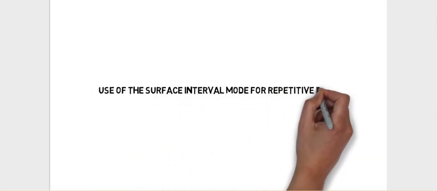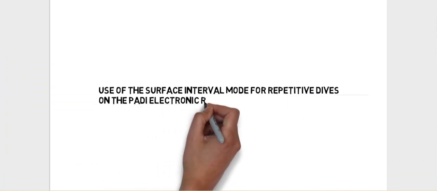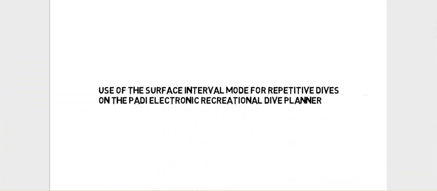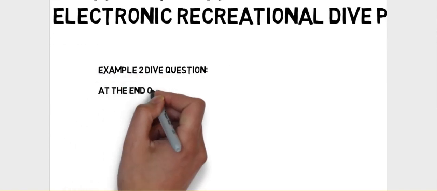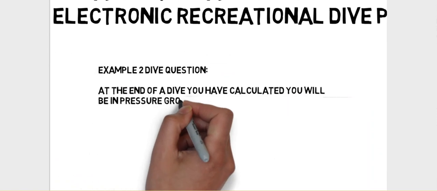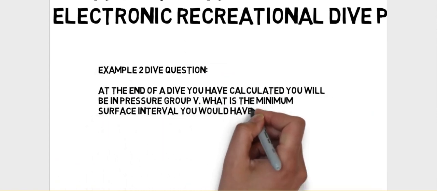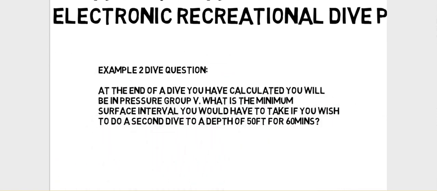So we are now going to look at how we would use the surface interval mode when we have a question that involves a repetitive dive. So let's use an example question, a 2-dive question. It's a repetitive dive. At the end of a dive, you have calculated that you'll be in pressure group V. What is the minimum surface interval you would have to take if you wish to do a second dive to a depth of 50 feet for 60 minutes?